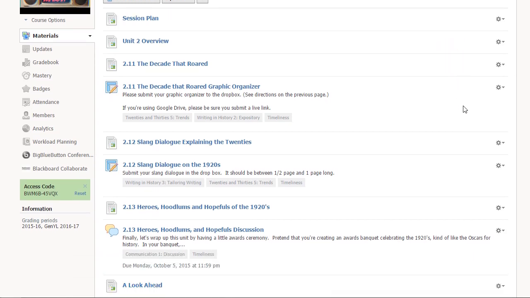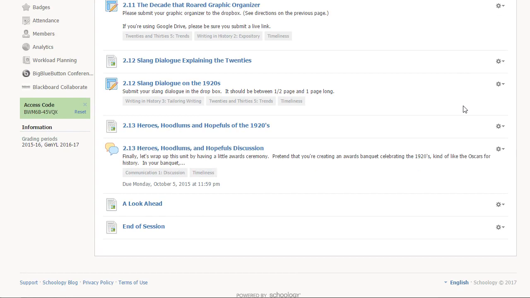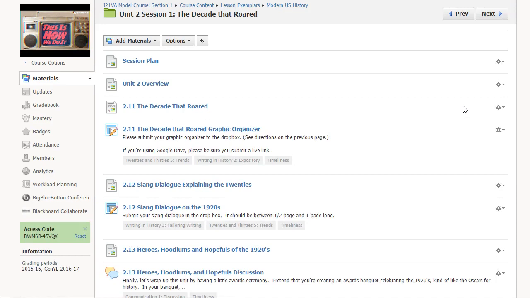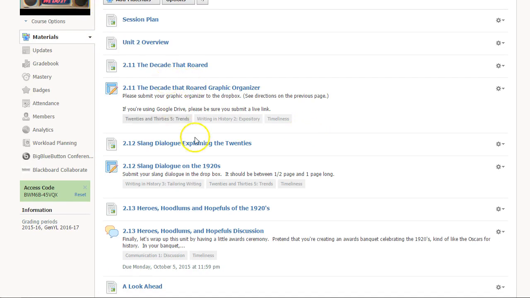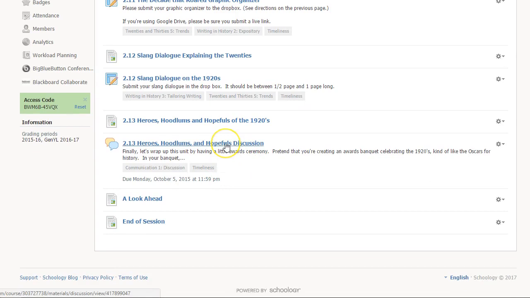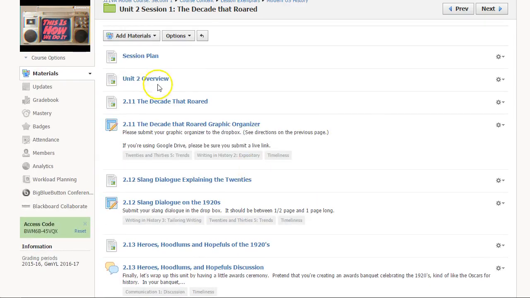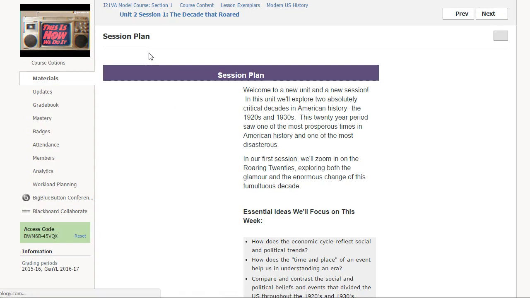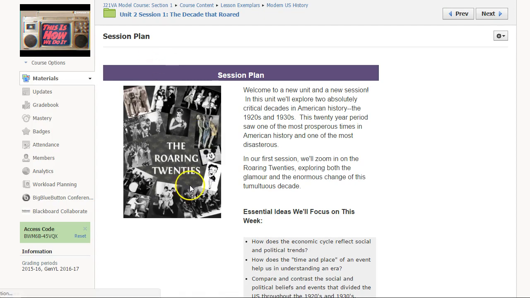And you can see, I try to limit myself to not so many pages, so it's not hugely overwhelming for kids. And I also try to include a variety of activities. So in this case, there's a graphic organizer mixed in here along with a reading. There is a fun activity mixed in, and then a discussion. So I'm going to click on the session plan to show you.